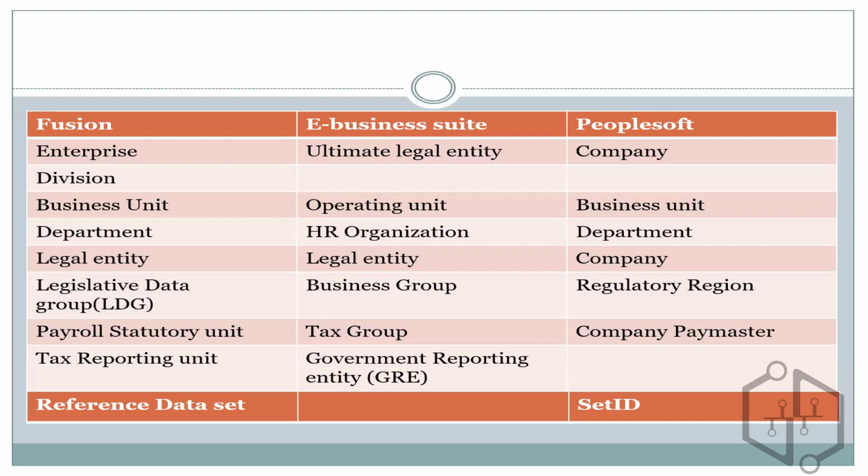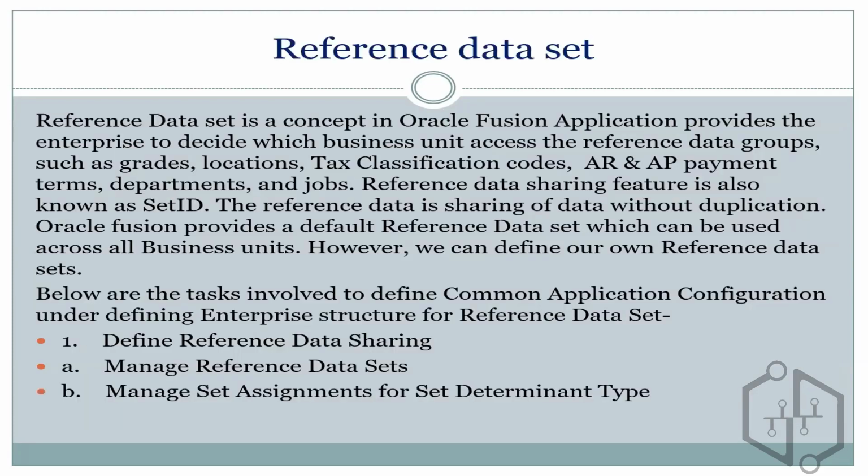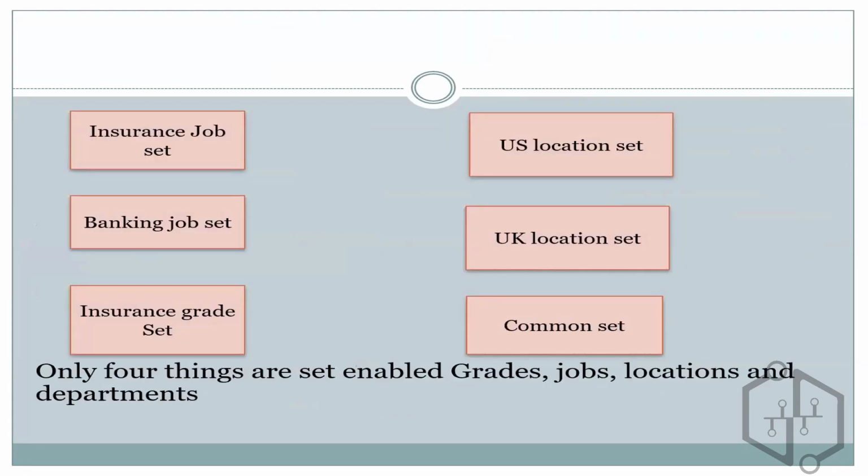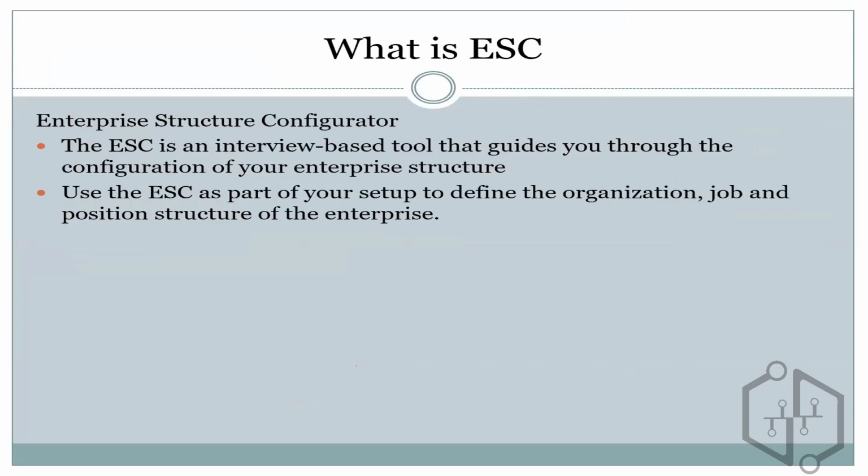And now another field is reference data set. Reference data set is used in Fusion, and in PeopleSoft it is called set ID. So these are the four things that we have set enabled: we have grades, jobs, locations, and departments. Okay. So now we have the enterprise structure configurator.